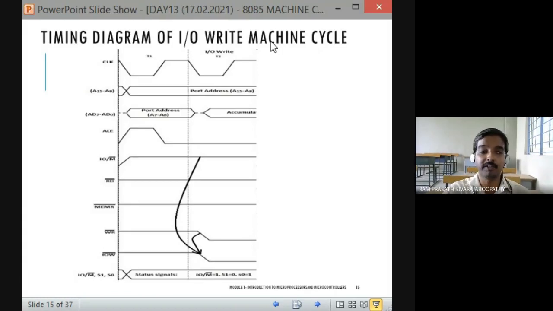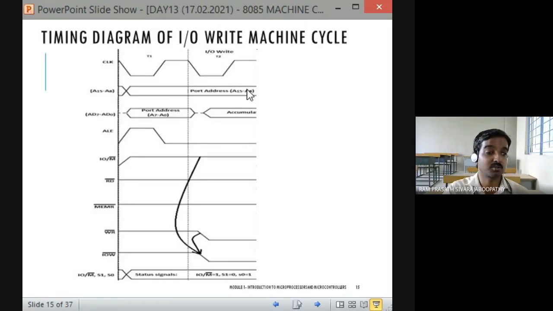Correct? So you can see. What about the content of the AD7 to AD0 during T2 state? Accumulator content. Whatever present in the accumulator, it is available in the data bus now. What about the address? It is latched into the latch. Correct? During the first T state itself, the 8-bit address is getting stored into the latch. Clear? But still, the same address is available in the higher order address line also.